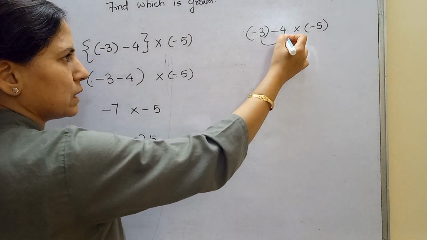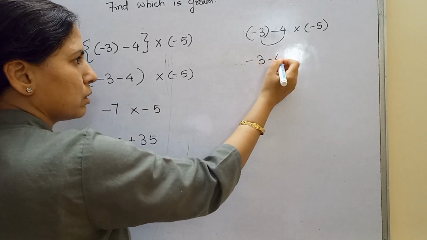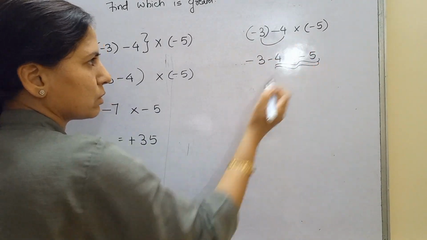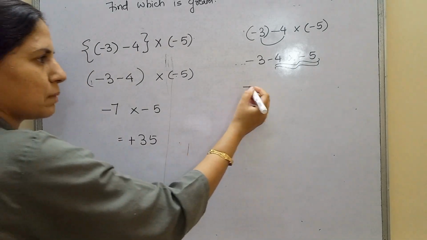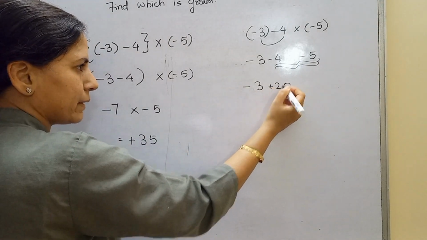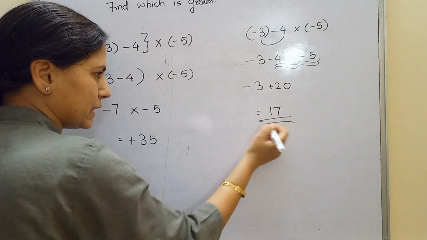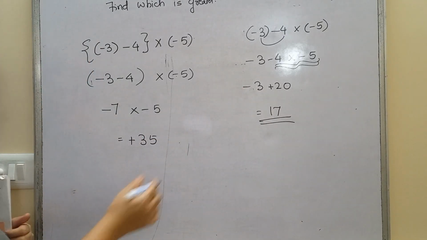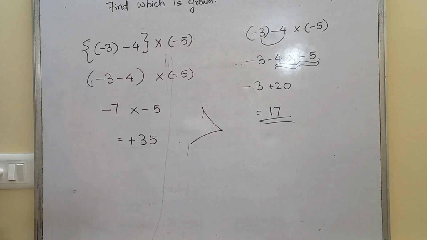What is minus 3 minus 4 multiplied by minus 5? Let's multiply this first. So this is minus 3 plus 20. This is just 17. Which one is bigger? The left hand side is bigger. So we end up with question number 9 here.